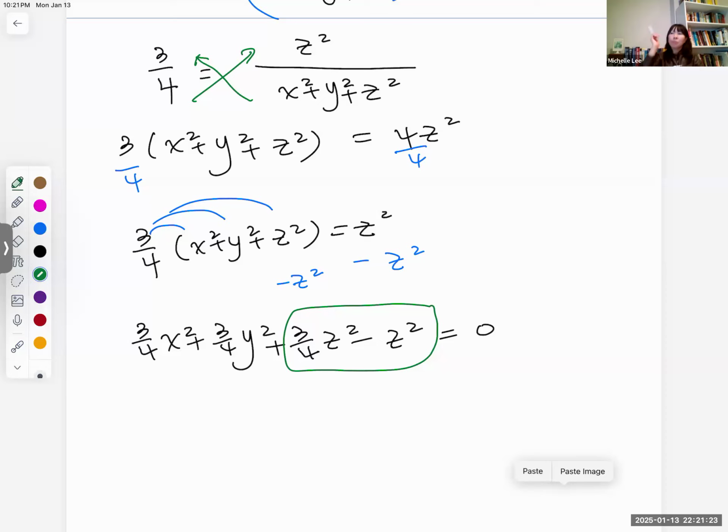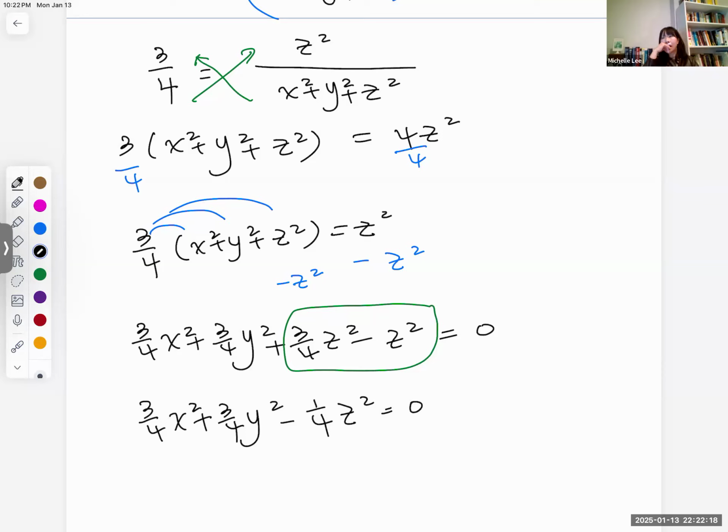We get the negative, right? So we have 3/4 x squared plus 3/4 y squared minus 1/4 z squared equal to 0. Okay, then this is not right. The picture is not right.